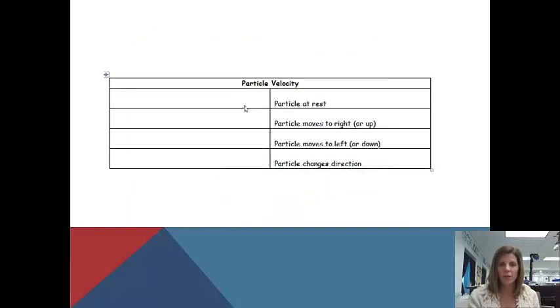Particle velocity, just to clarify, and again, we've had this before. If the particle is at rest, the velocity would equal 0. If the particle is moving to the right or up, the velocity is positive. If the particle moves to the left or down, we know that the velocity is going to be negative. And if the particle changes direction, the velocity must change sign. Those are the same things that we do if a function's increasing or decreasing, exactly the same concept.